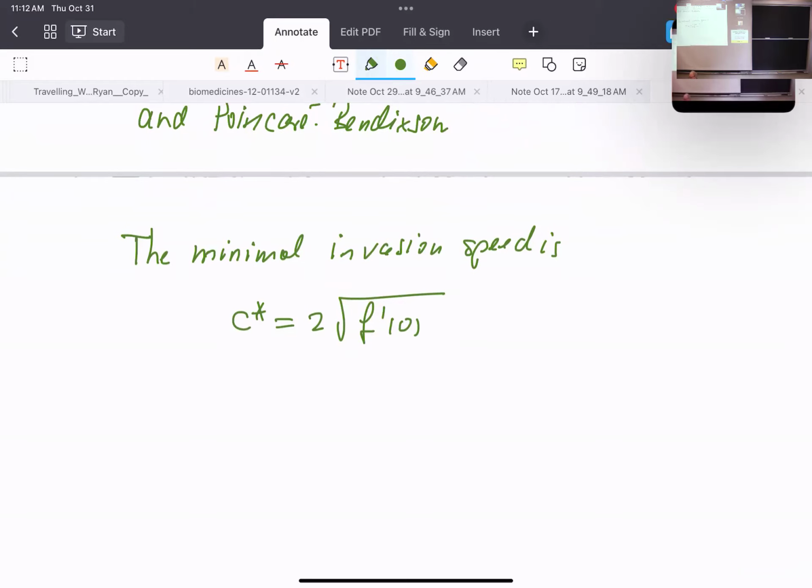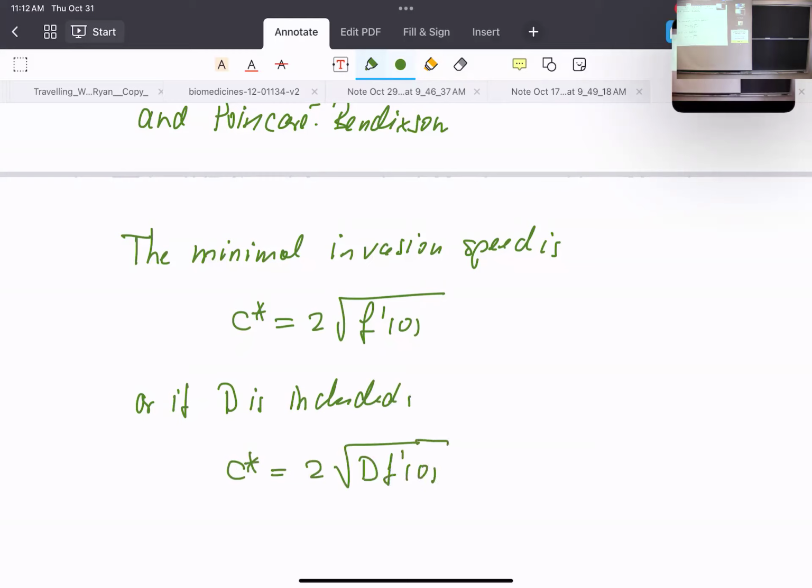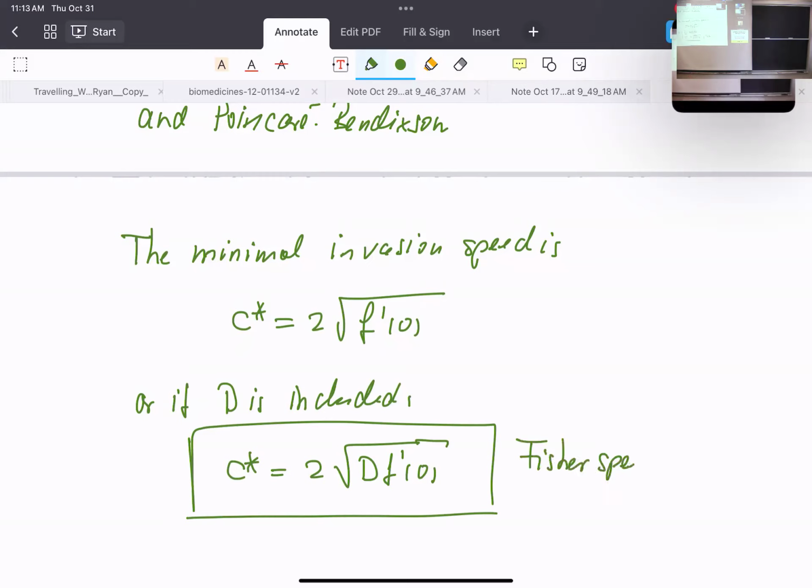And remember, we set d equal to 0 early on, but we can reverse this. If d is included, we have C star is 2 root d f prime at 0. And this is also called the Fisher speed. And that's it. So this is everything I wanted to cover today.